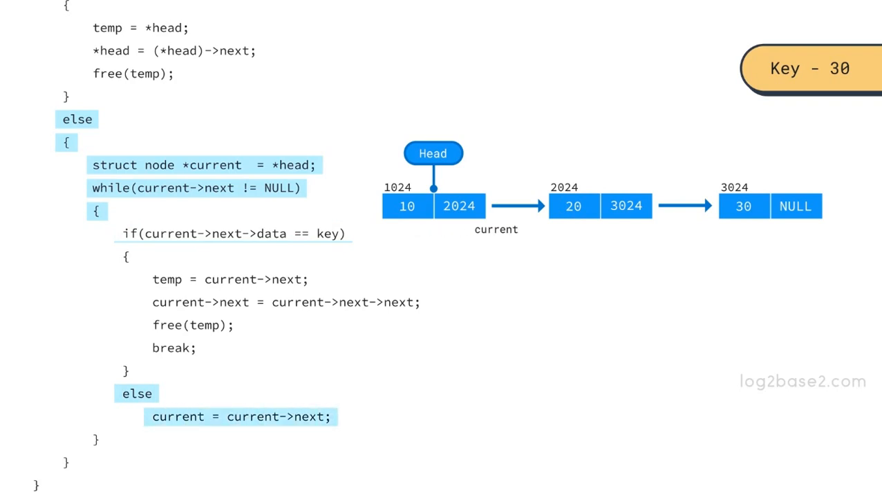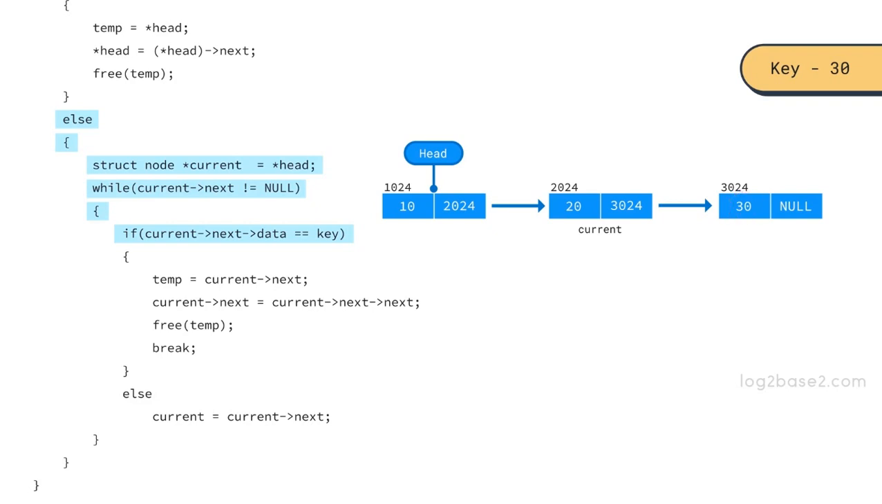So we go to the else part and current equal to current next. So current will point to the next node and repeat. Current next equal to 3024 which is not equal to null, so enter the loop. And check if current next data equal to key: current next equal to 3024 and its data equal to 30 which is the key.